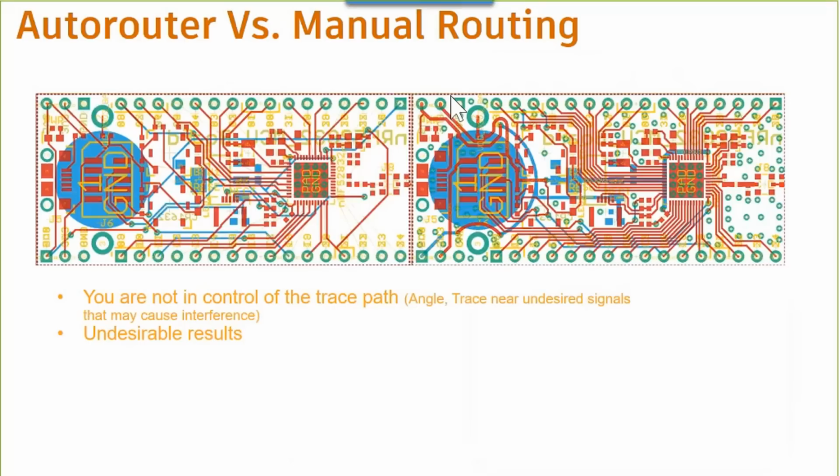Now, let's talk about the auto router versus manual routing. You know, when you're doing some auto routing, you're not in control of what's going to happen on the board. It just does it and gives you those results. George, do you have any comments about using the auto router? What are the benefits, or maybe there are no benefits on the auto router? Tell us a little bit of what you think about the auto router.